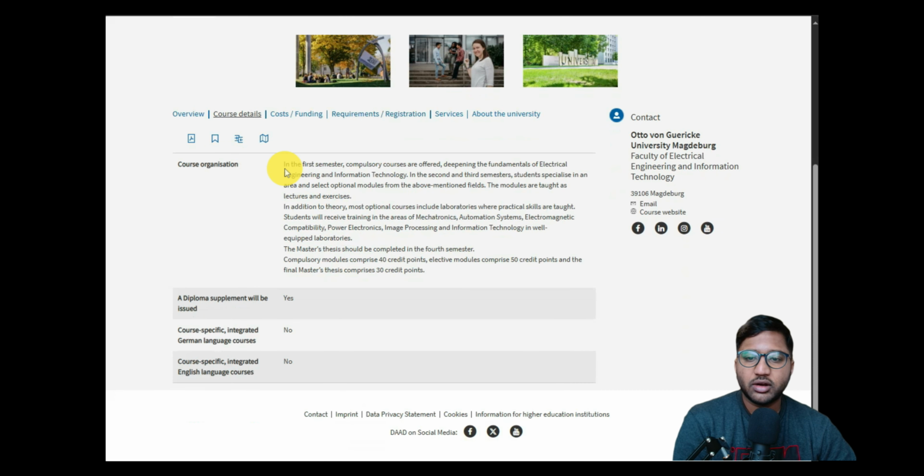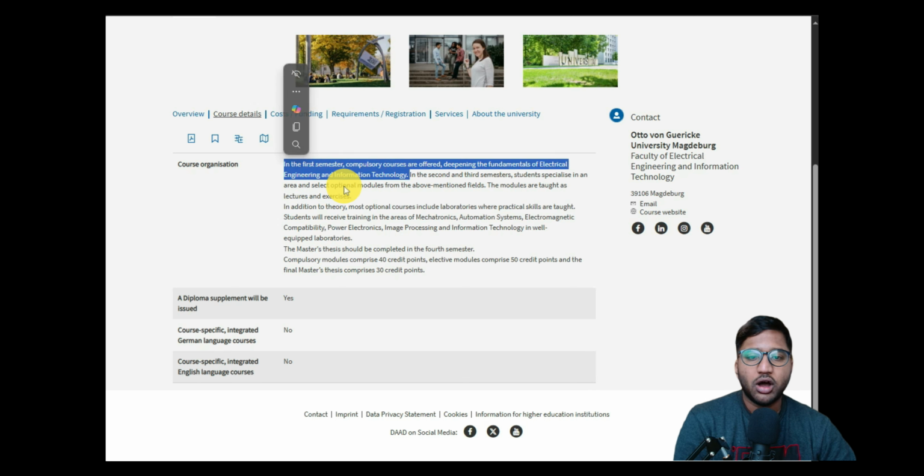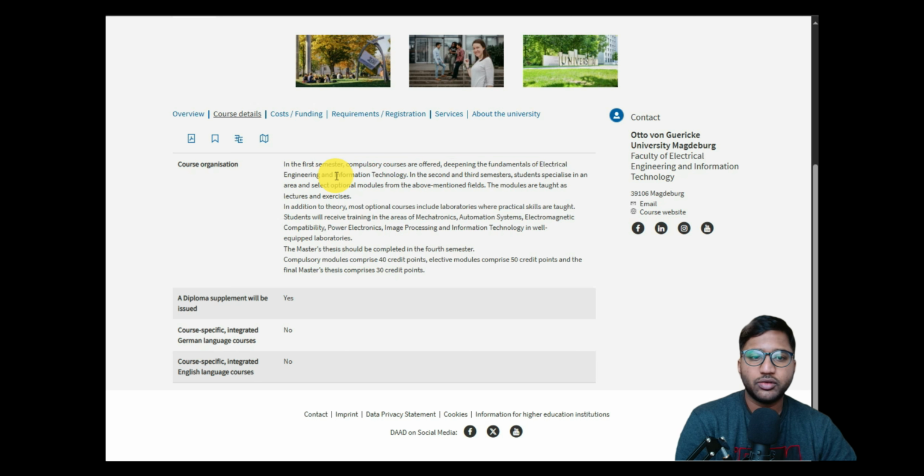So here they are considering that in the first semester you will do compulsory courses depending on the fundamentals of electrical engineering and information technology. So in the first semester you will do all the core subjects, which are compulsory courses, dealing with the fundamentals of electrical engineering and information technology. Here you will be studying advanced mathematics for signal information processing and other things. That's the reason they have made it compulsory, because everybody should know the advanced mathematics basics for signal information processing if you want to pursue electrical engineering or information technology.